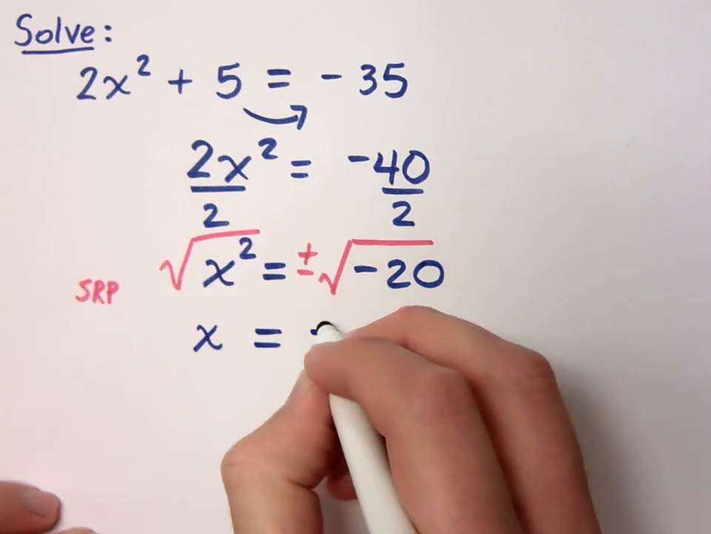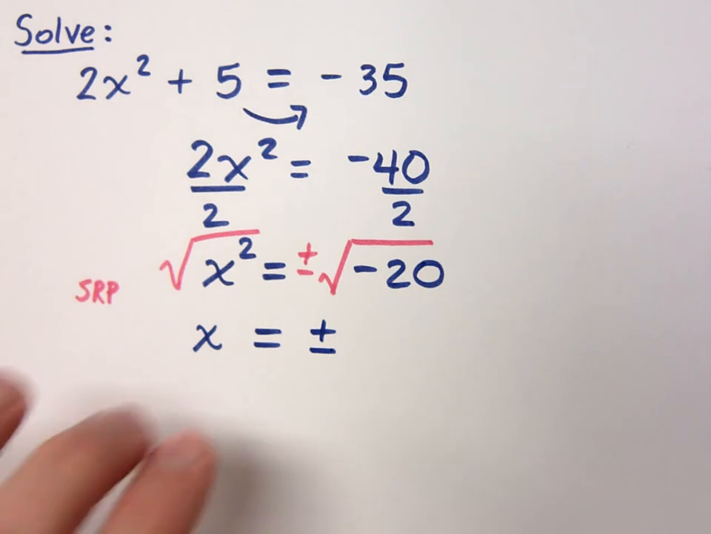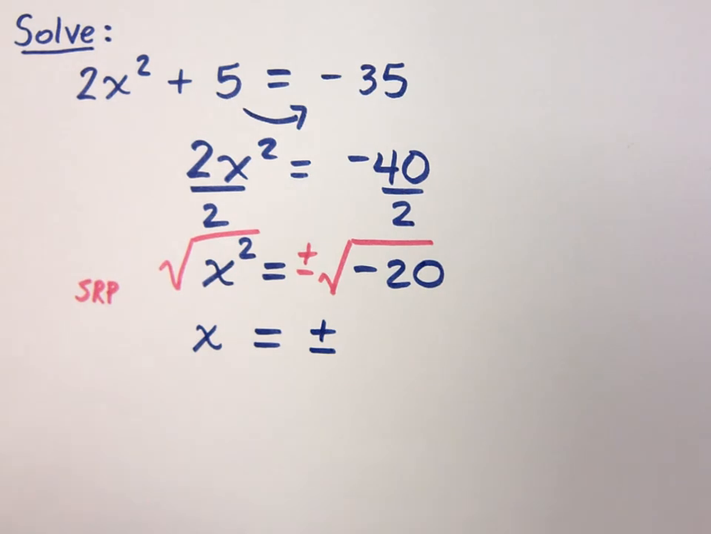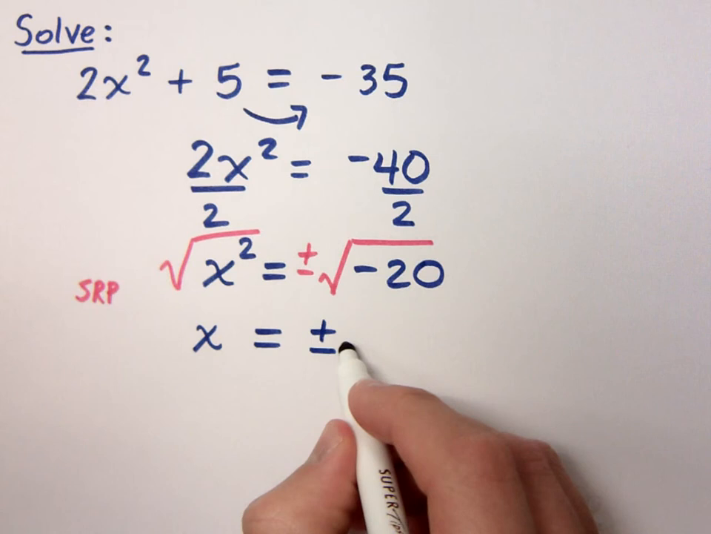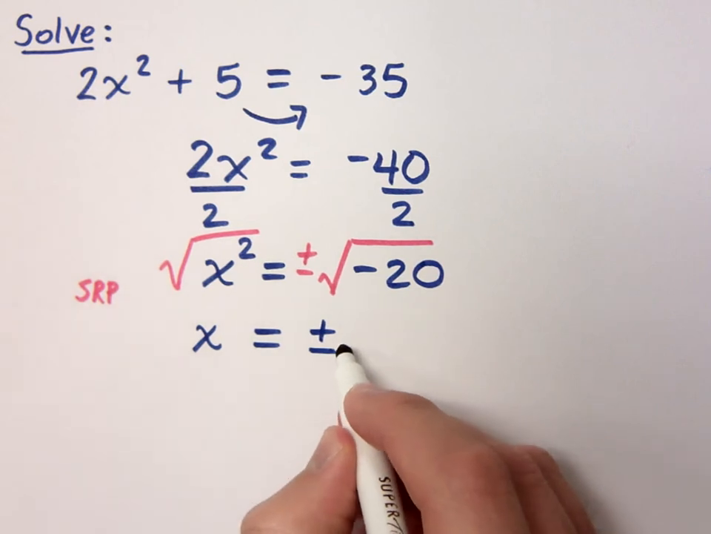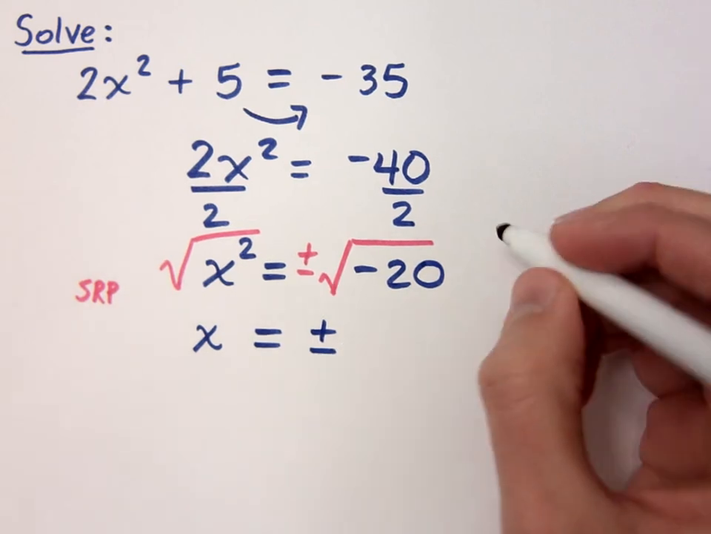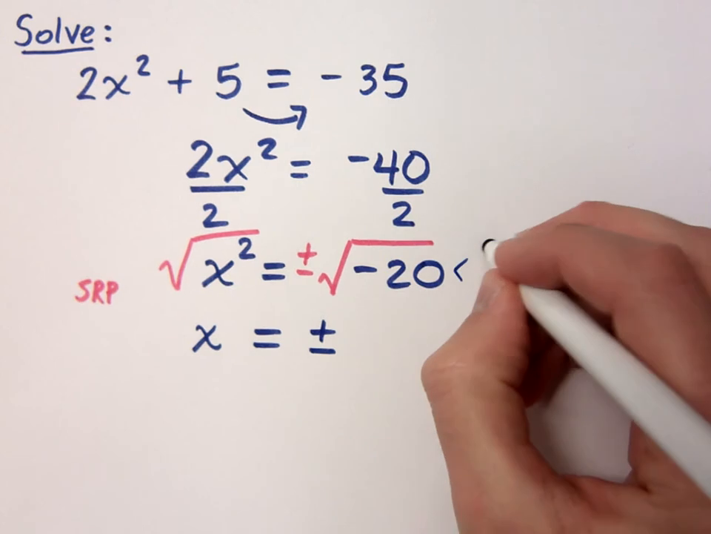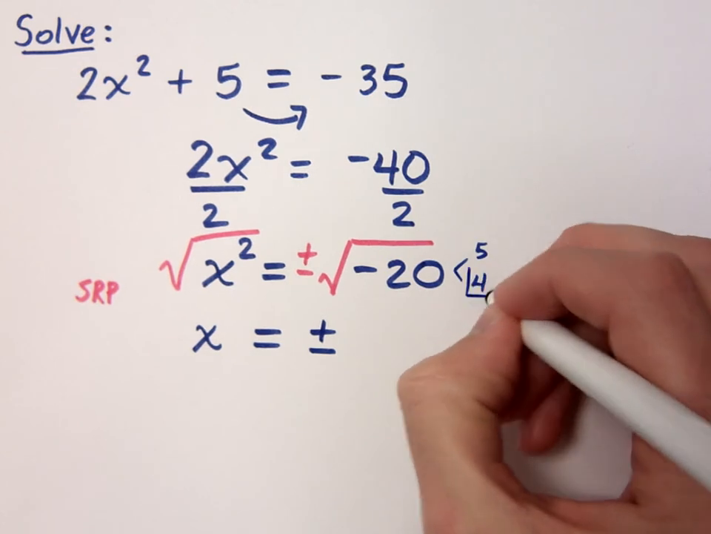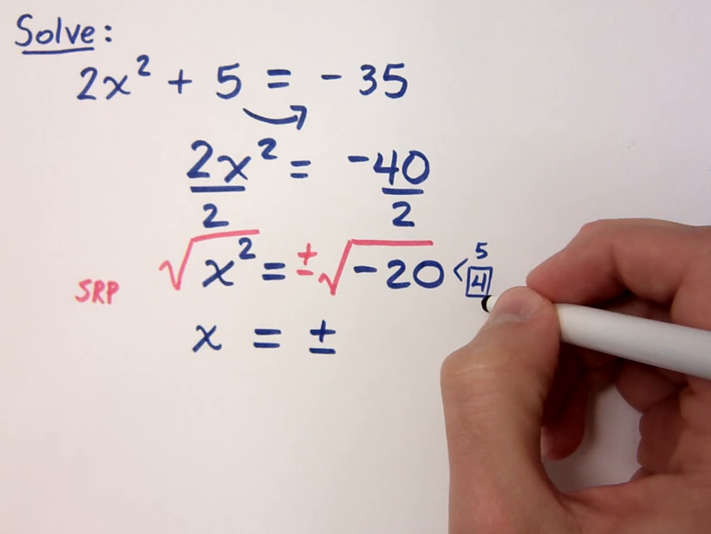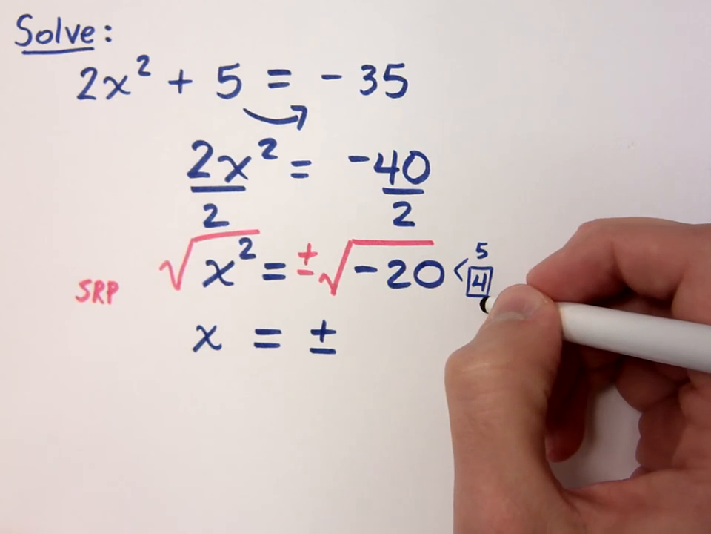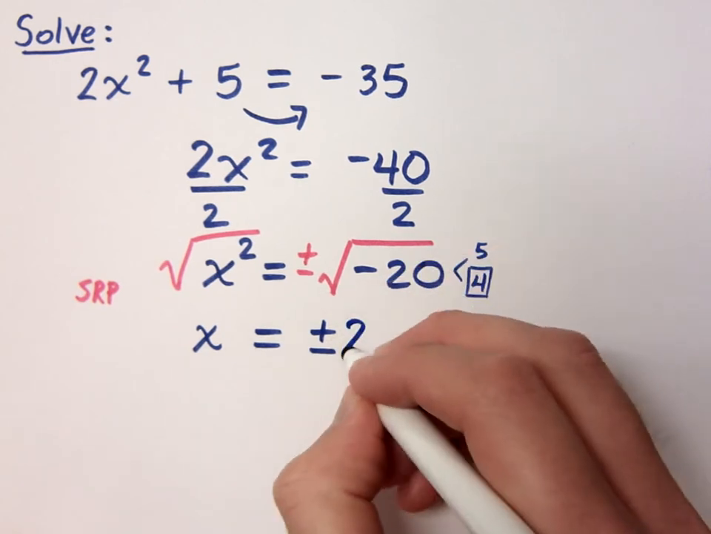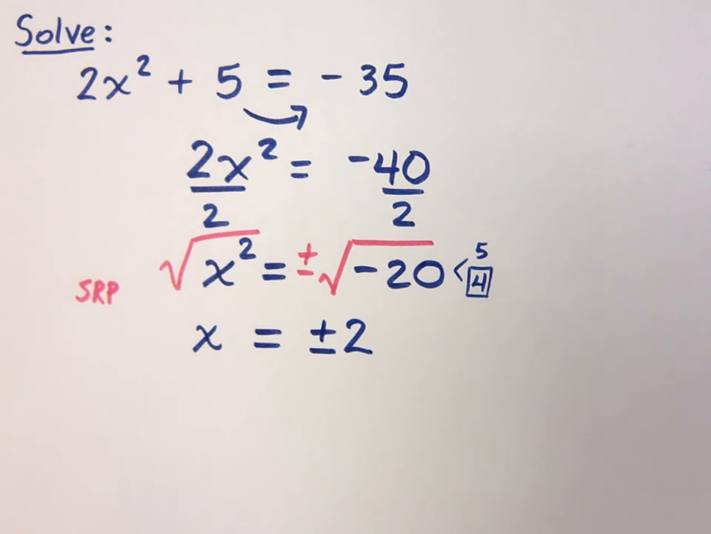So x equals plus or minus. Remember, the plus or minus is in front of the radical, so anything I simplify out of the radical goes right here after this plus or minus. So how do I break down 20 in a useful way? 5 times 4. 4 is a perfect square. So what's the square root of 4? Plus or minus 2.